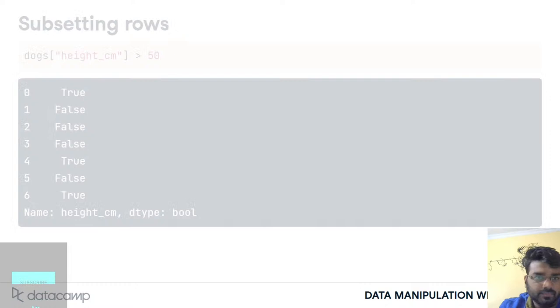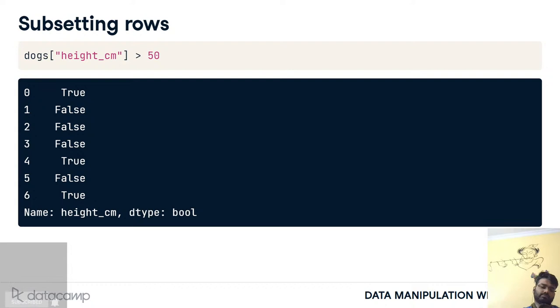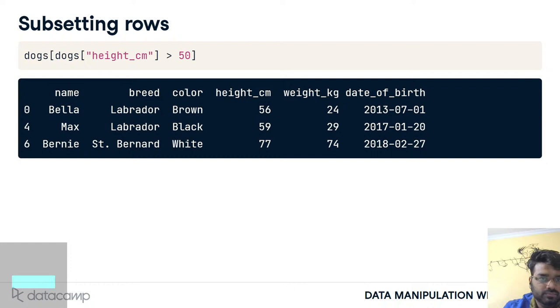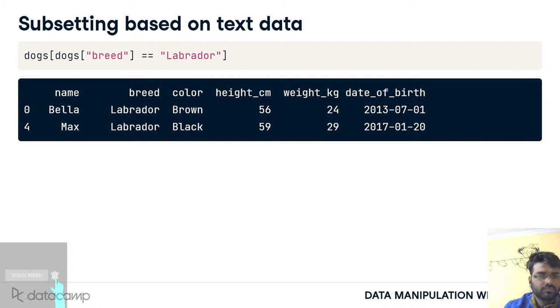There are lots of different ways to subset rows. The most common way to do this is by creating a logical condition to filter against. For example, let's find all the dogs whose height is greater than 50 centimeters. Now we have a true or false value for every row. We can use the logical condition inside of square brackets to subset the rows we're interested in, to get all of the dogs taller than 50 centimeters. We can also subset rows based on text data. Here we use the double equal sign in the logical condition to filter the dogs that are Labradors.